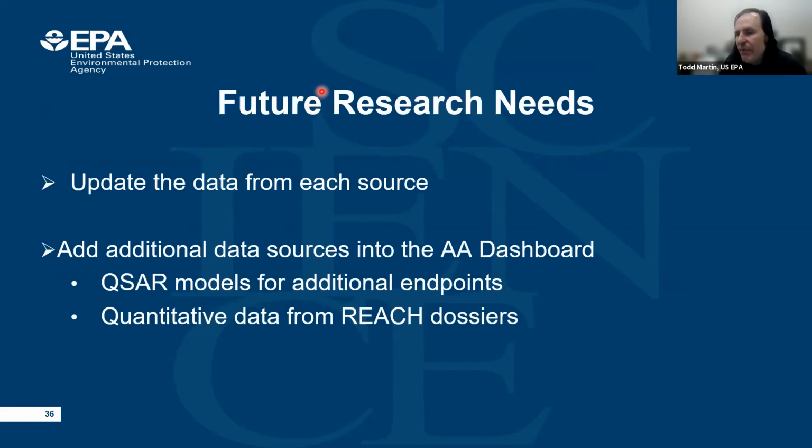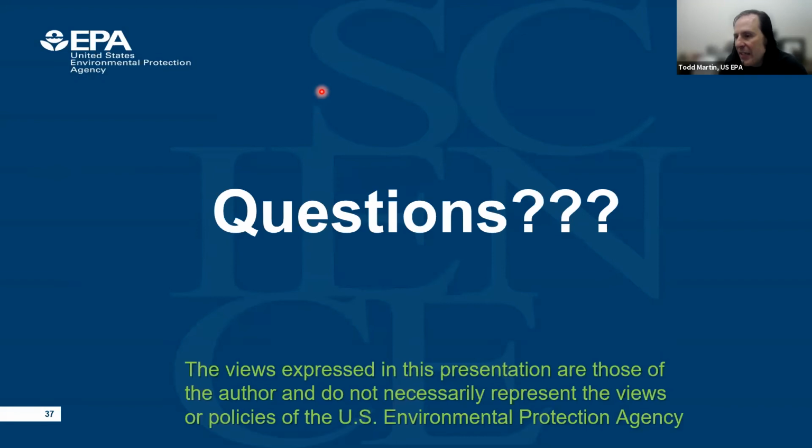Future needs: we need to update all of our data sources. Obviously, when you pull in data from many different data sources, things are going to change over time, so we have to update those. We want to add more QSAR models for different hazard endpoints. We want to pull in things like quantitative data from REACH dossiers and things like that. So we want to keep working on populating the database so that when we display our results, there's not going to be a lot of empty boxes. And with that, I'd like to ask if anybody has any questions.